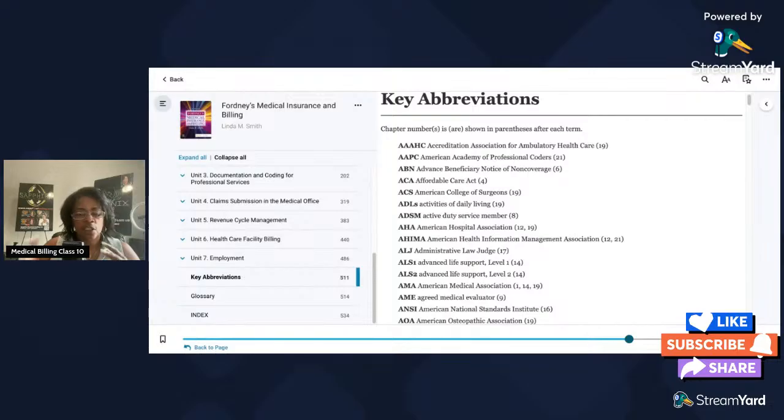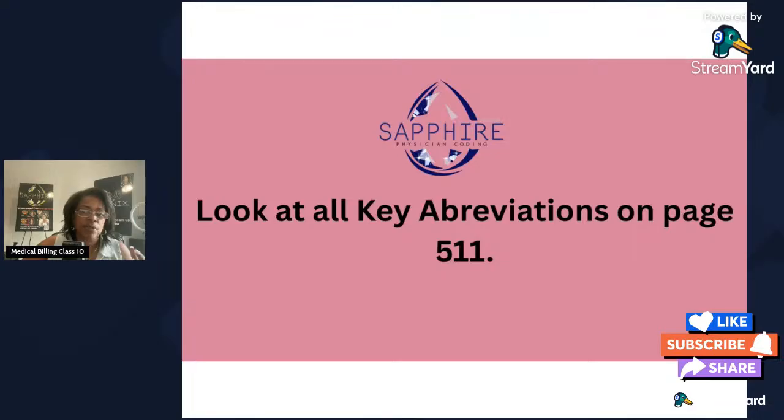So these are the key abbreviations that I was telling you about. Make sure you take notes on all of them. Put them all on index cards. Okay. And this is my book. I have the new book, so that's my page. You may have an older book. You may have a different page. So that's the key abbreviations.